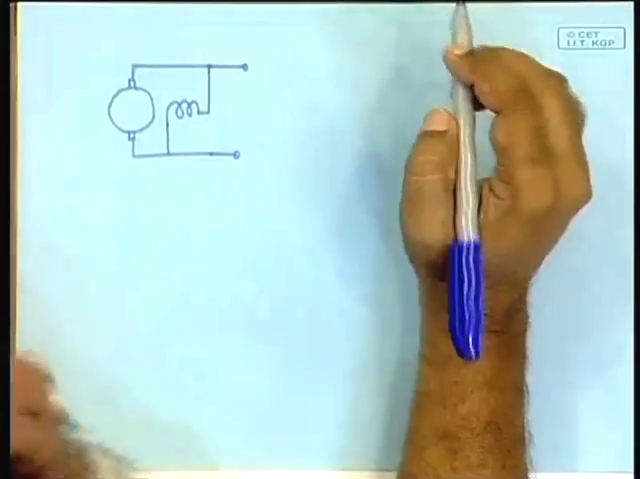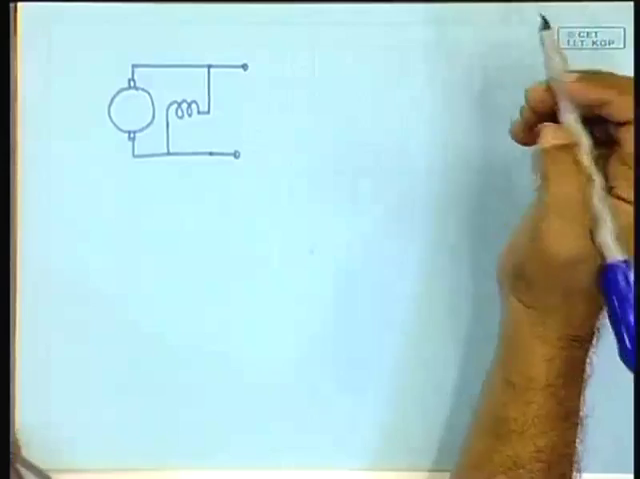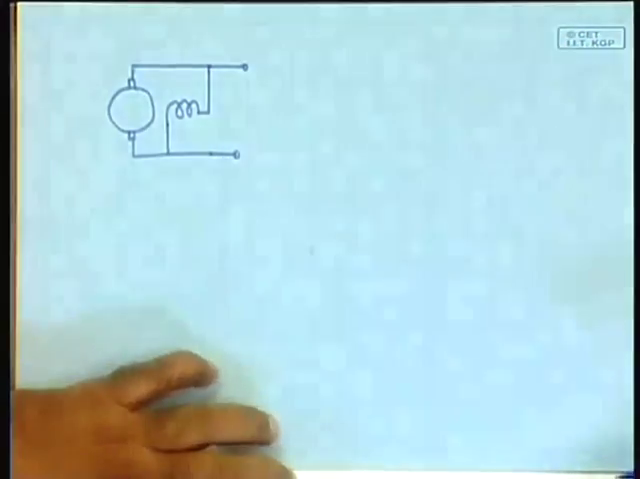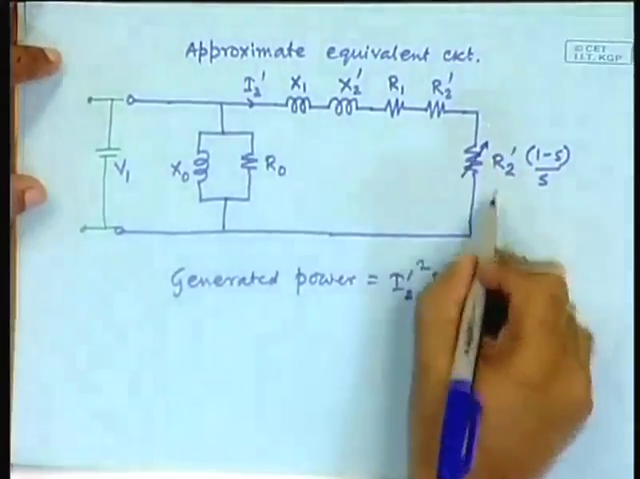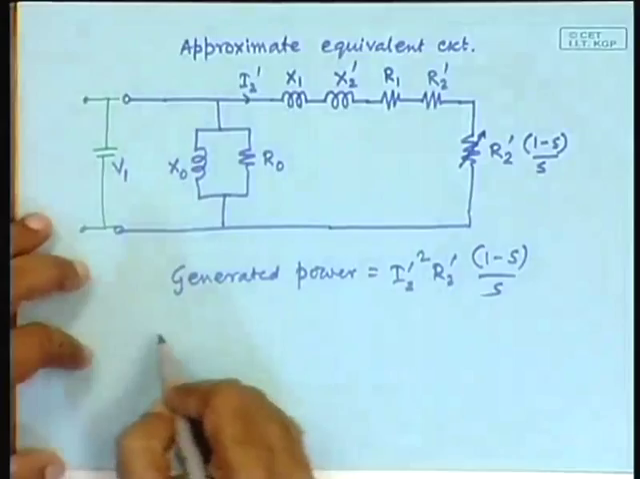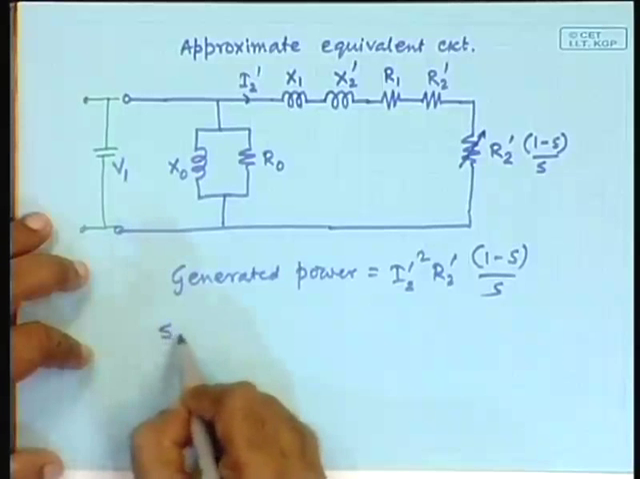While testing the machine, what we do is we perform two tests. If you want to obtain these parameters, what do you do? Simple, we put out two tests. One is the short circuit test.